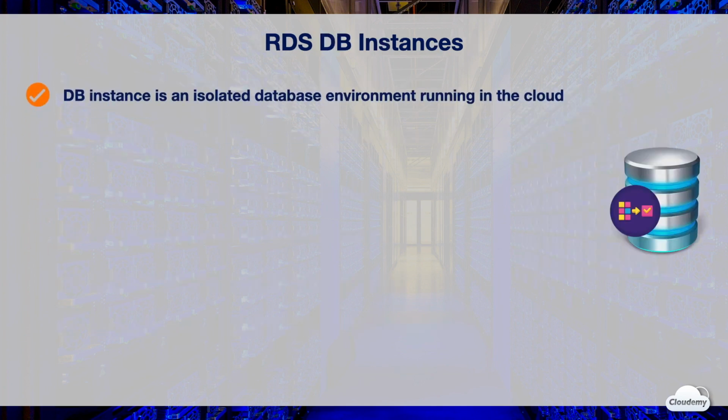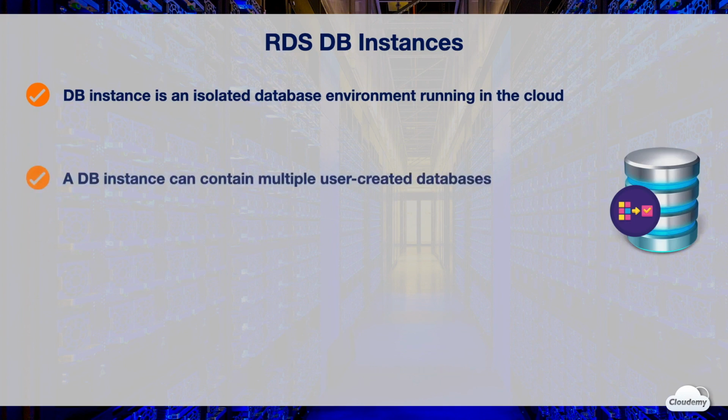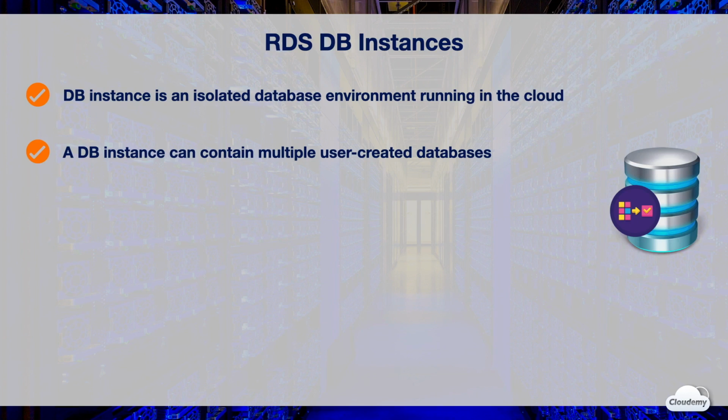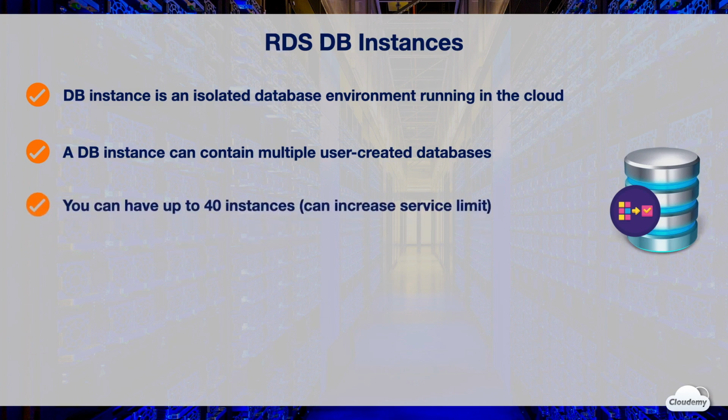A DB instance is an isolated database environment running in the cloud. It's the basic building block of Amazon RDS. A DB instance can host multiple databases, or a single Oracle database with multiple schemas. A DB instance that contains multiple databases can be accessed using the same client tools and applications as a standalone database instance. You can have up to 40 RDS DB instances. If you need more instances, you can request to increase the service limit using the AWS Support Console.